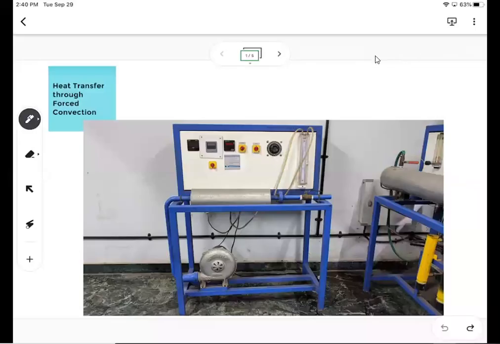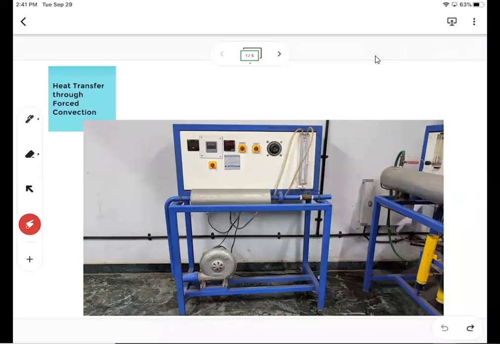Hello everyone. So today we will be looking into this new experiment, which is heat transfer through forced convection. In our last practical, we saw heat transfer through natural convection. In this experiment setup, as you can see, there is a small blower over here. The purpose of this blower is to blow air through this pipe.